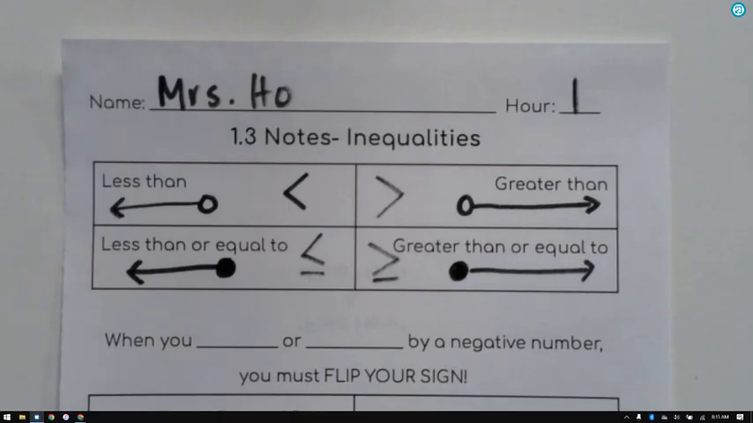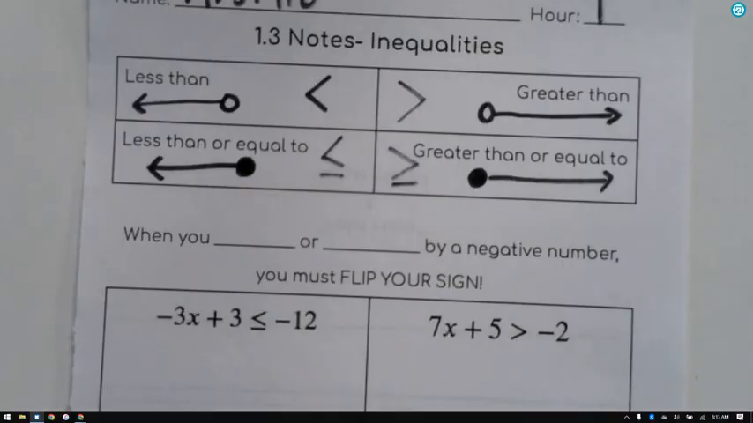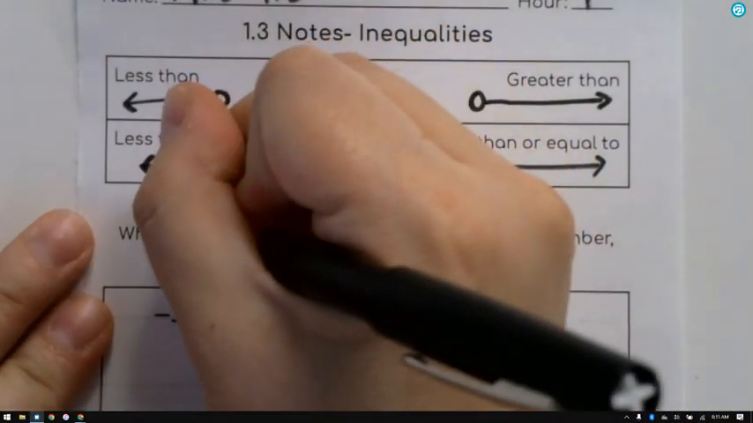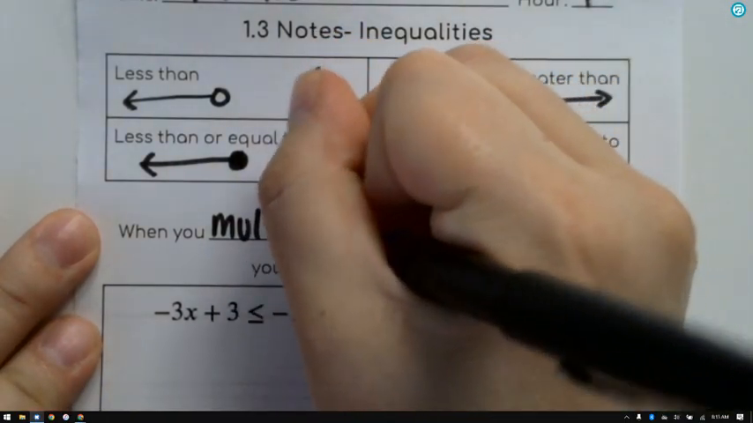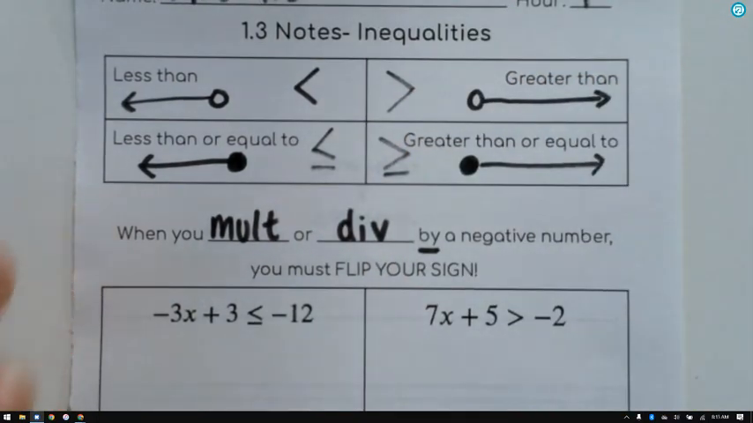Okay, so I told you there is only one extra little step of solving that we have to remember, and that is when we have to flip our sign. When you multiply, I'm just going to write M-U-L-T, or divide by a negative number when you are solving your inequality. So when you multiply or divide by a negative number, you have to flip your sign. So what that means is if it was less than, it becomes greater than, and vice versa. If it was less than or equal to, it becomes greater than or equal to. So it just flips the direction it's pointing.